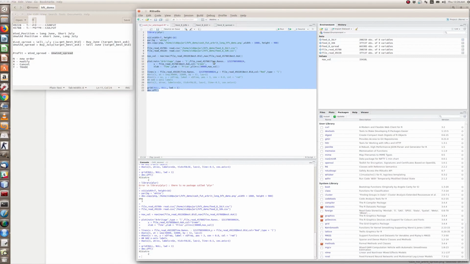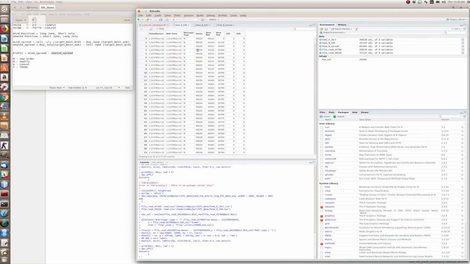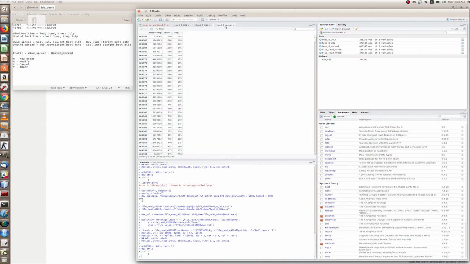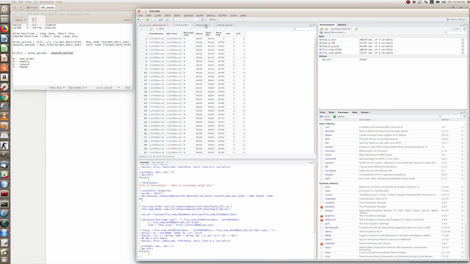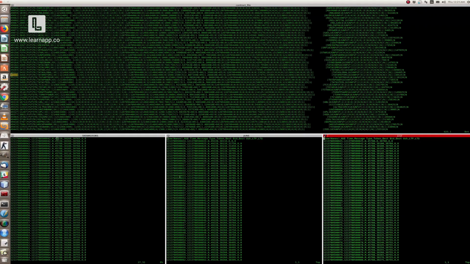So let's start with the analysis. We'll be using R for analyzing. R is especially useful if we want to generate graphs. For the wind spread, we have three files. One is the file for June, one is the file for July, and one is the spread file. The files for June and July are basically these two files: the best bid and the best ask prices for June, and the best bid and the best ask prices for July.